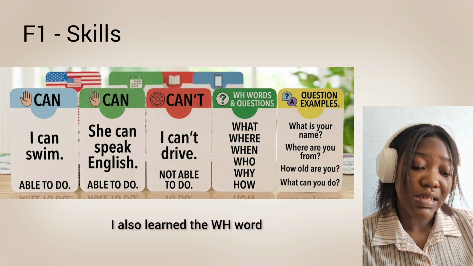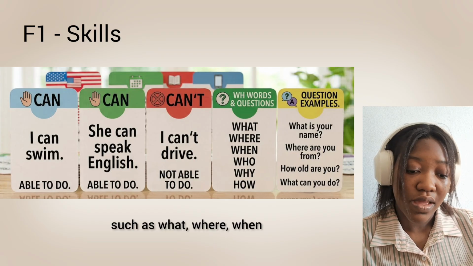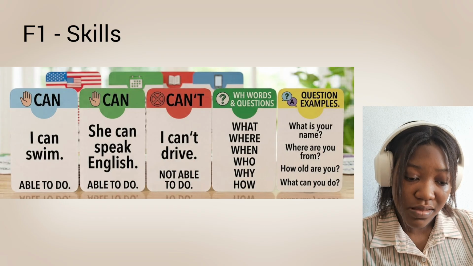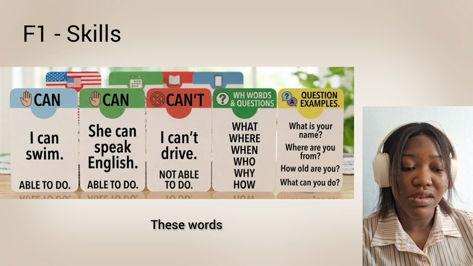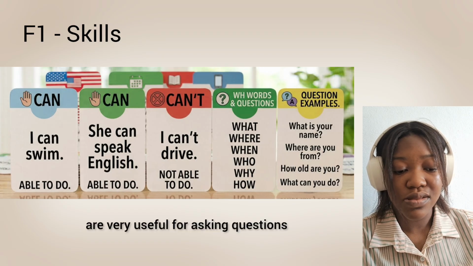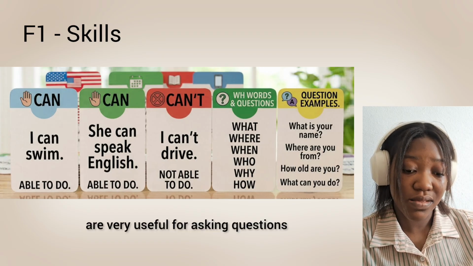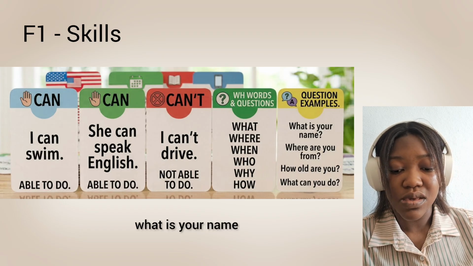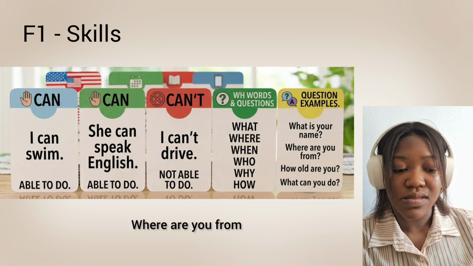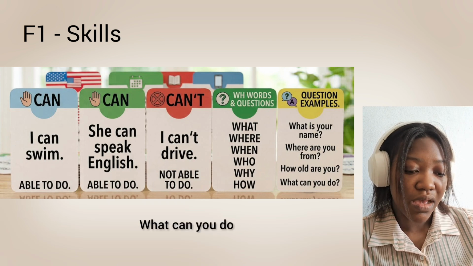I also learned the WH words, such as what, where, when, who, why, and how. These words are very useful for asking questions. For example, what is your name? Where are you from? How old are you? What can you do?